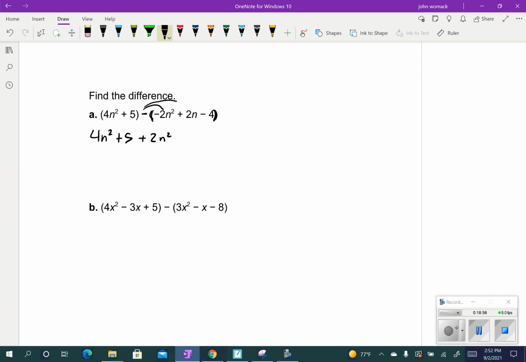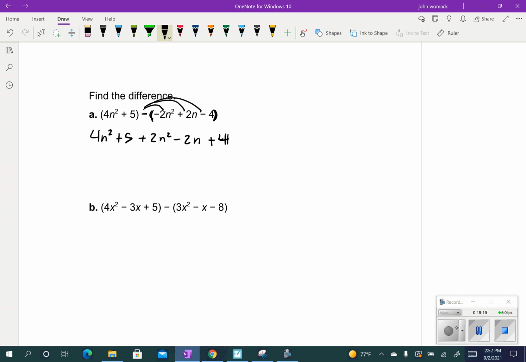But I also have to minus the 2n. It was a positive, so now it becomes a minus 2n. And I also have to minus that minus 4. If I minus a minus 4, it changes to plus 4. So if you look what happened there, that minus carried through to everything. That changes all of the signs. That's probably the biggest error we make, is we forget to carry the minus through to each separate term.